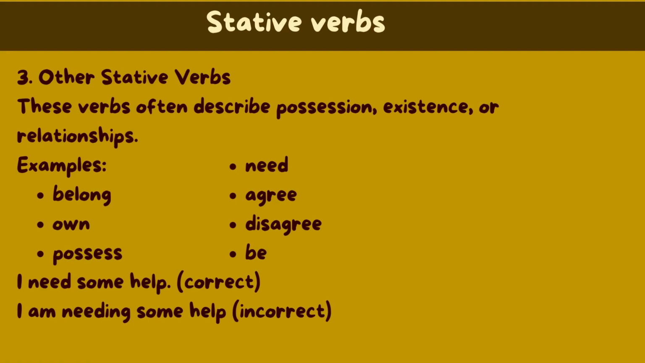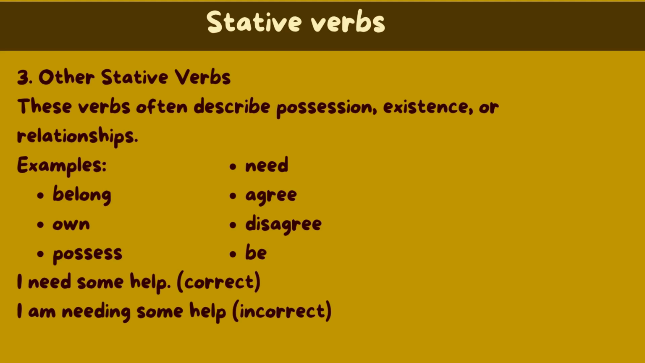Other stative verbs often describe possession, existence, or relationships. Common examples are belong, own, possess, need, agree, disagree, and be. These verbs are usually not used in the present continuous tense because they describe a state, not an action.